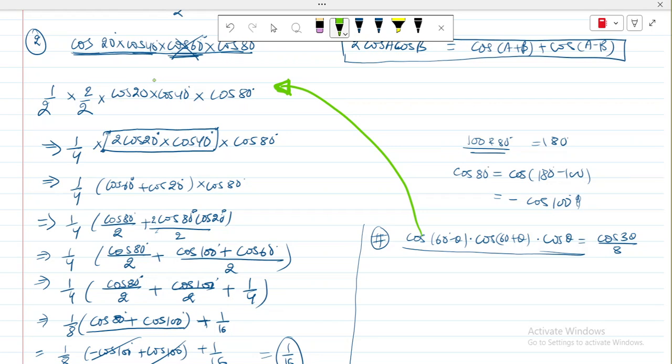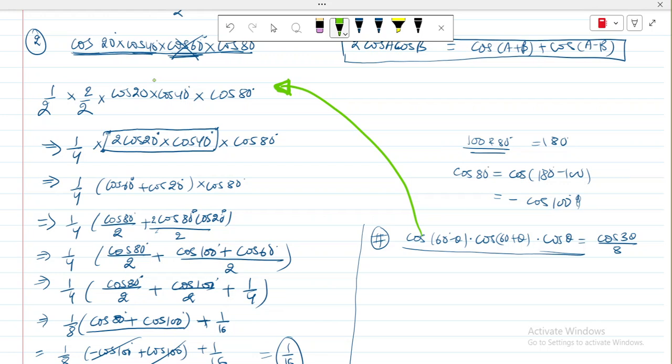So if you want to solve this question, you'll substitute the value of cos 60. So it becomes 1 by 2, the value of cos 60. Now you have this question: cos 20, cos 40 and cos 80. So you can easily relate this question with this formula, I hope.